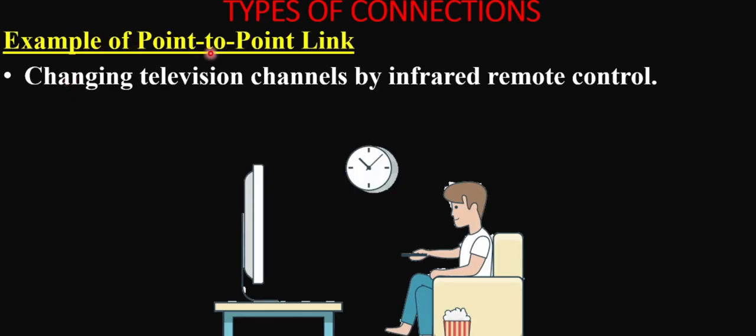Now another example of a point-to-point link is changing the television channels by infrared remote control. In this example you can see a person changing the channel using the remote control in his hand. So the communication between the remote control and the TV is done using infrared waves, and that is a point-to-point link. So between the TV and the remote, infrared waves are transferred. So infrared waves are called a point-to-point link connection between the remote and the TV.